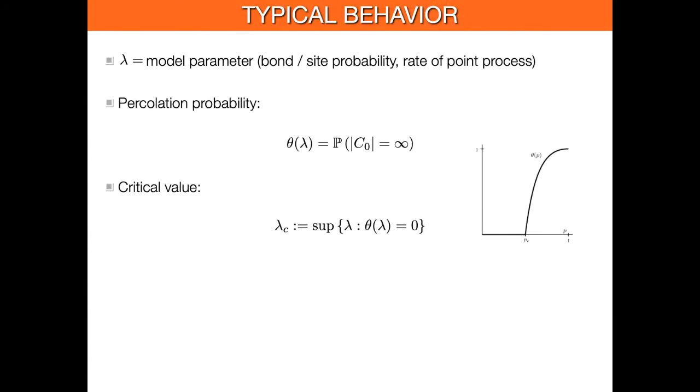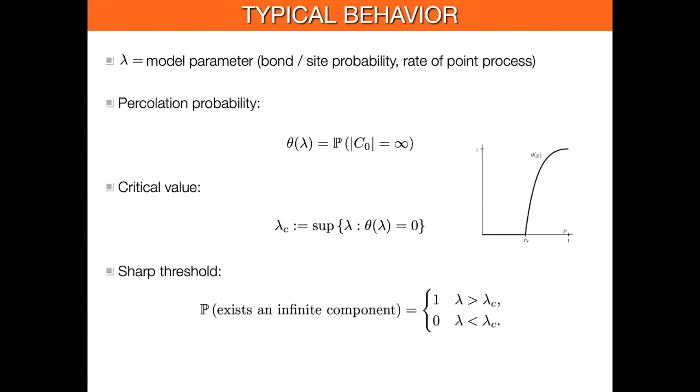Now you can change the question a little bit. Here we ask whether the origin is connected to infinity or not. You can ask a different question, which is: is there an infinite component anywhere? Not necessarily at the origin, but anywhere in the grid or anywhere in the Euclidean space. And then the probability has a sharp phase transition. It's either 0 or 1. There couldn't be anything in between.